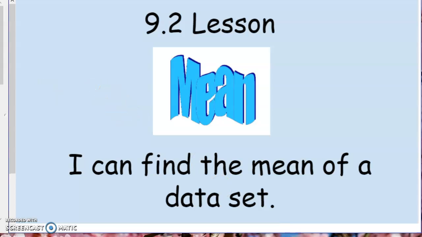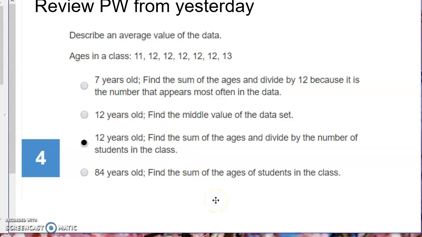First up, before I start the lesson though, I want to quickly review the homework assignment that you did yesterday. Miss Reuter did the 9.2 activity with you, and your homework assignment was numbers 4 through 9 and then 19 through 22. So question number 4 said describe an average value of the data, and we have the ages in the class listed there, and the correct answer would be 12 years old, because if you find the sum of the ages and divide by the number of students in the class, that should give you 12.